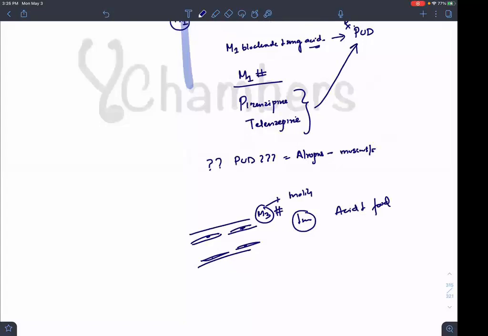If you have M3 blocking activity present in atropine, a non-selective blocker, I am here using a selective M1 blocker, that is pirenzepine and telenzepine, so that even if I am decreasing the acid, I am not doing anything with the smooth muscle cells. Is it fine? Is it clear? Do you have any doubt?